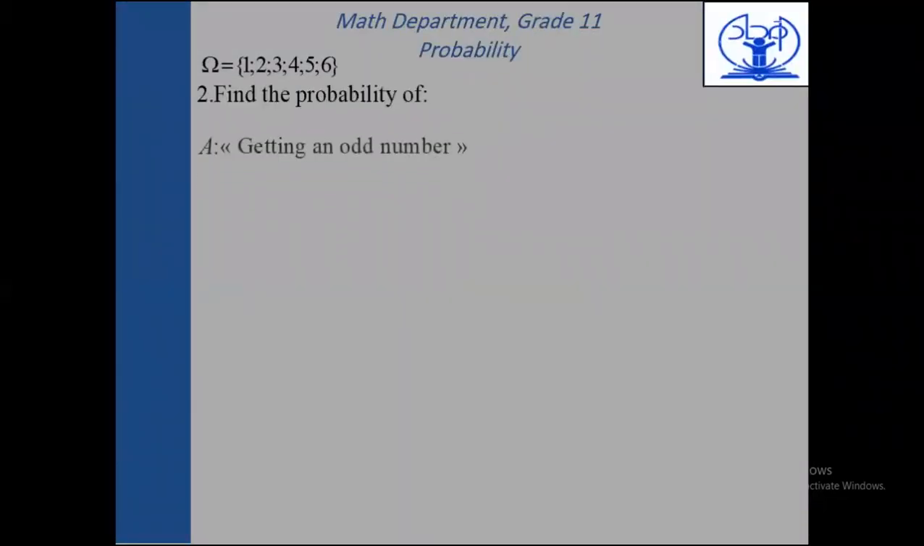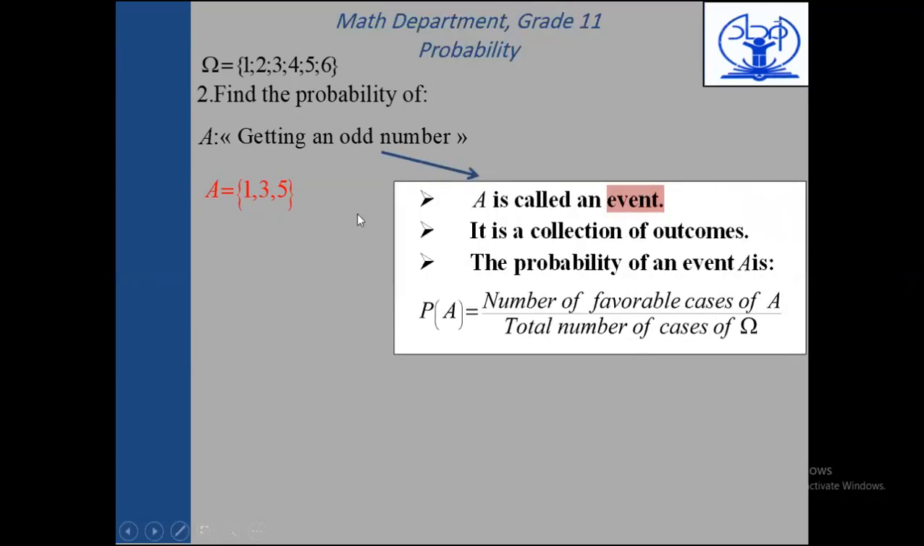Find the probability of getting an odd number. The odd numbers in this sample space are 1, 3, or 5. So A is called an event. It's a collection of outcomes. The probability of any event is the number of favorable cases of A over the total number of cases. So in this case, you will have 3 over 6, and that's half or 50%.